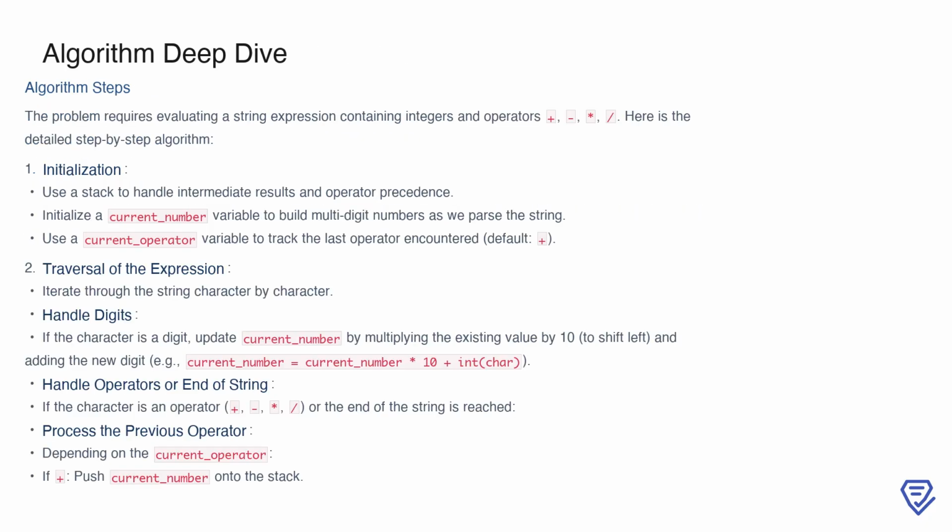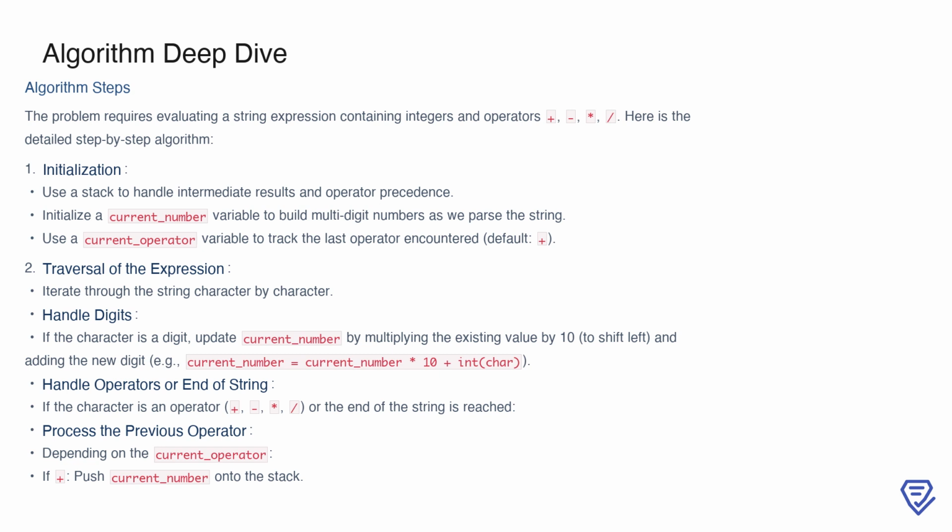To solve this problem, we start by breaking the expression evaluation into clear steps. First, we initialize a stack to manage intermediate results, which helps us handle operator precedence naturally. Alongside this, we use a variable current_number to construct multi-digit numbers while parsing the string, and another variable current_operator to keep track of the last operator encountered, initially set to plus.